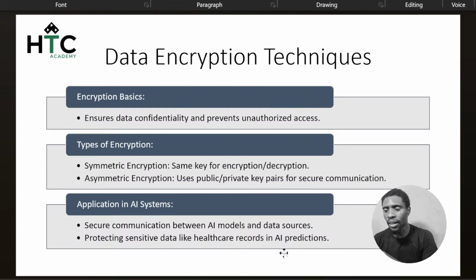So then there is the application: how do you apply security in AI systems? The first is that you need to ensure that there is secure communication between the data source and the AI model. Like I said earlier on, the developer in most cases would not have the data, so they need to get the data from different sources. Those sources need to send the data securely to them.